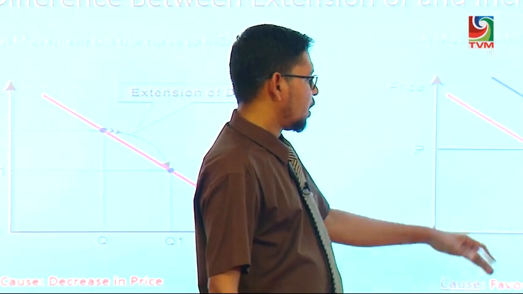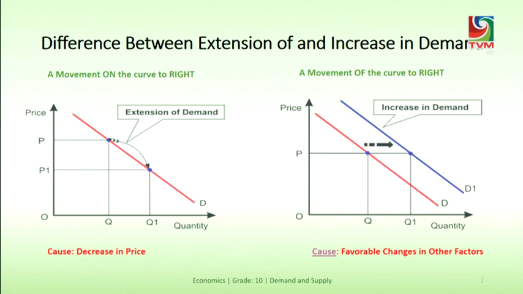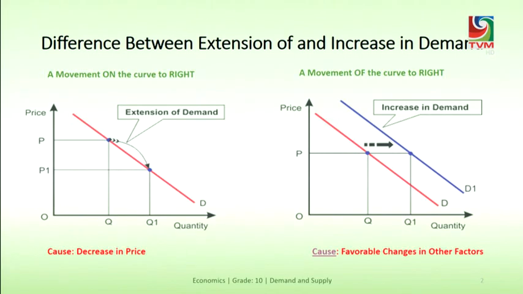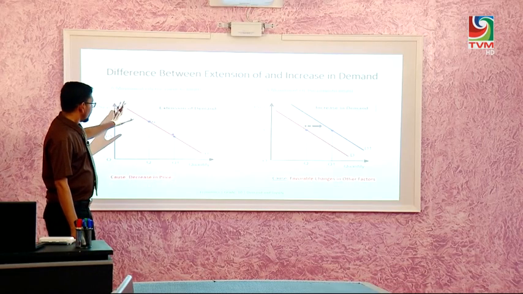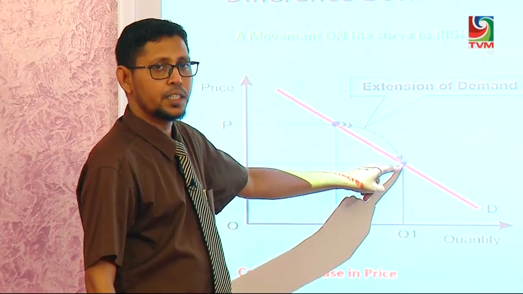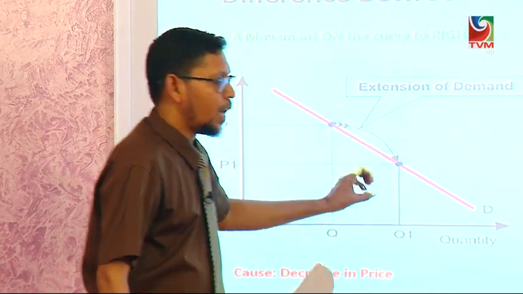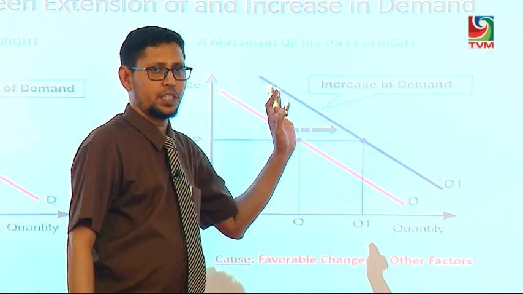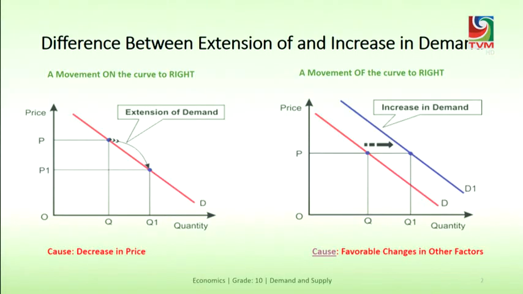The increase occurs due to other factors that you have studied, the other factors that affect the demand, like increase in income, increase in population. So once again, the difference: in an extension there is a movement on the demand curve to the right, and in an increase there is a movement of the demand curve to the right. I hope you understand that much.